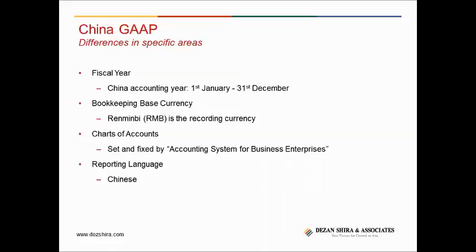It is impossible to analyze the total differences between China GAAP and US GAAP in a brief way. So let's take a closer look at specific areas where the requirements of China GAAP may differ from the application of US GAAP in practice. On fiscal year, you need to pay attention to the accounting year in China, which must be from 1st of January to 31st December, and it may not be the same as your group reporting package.